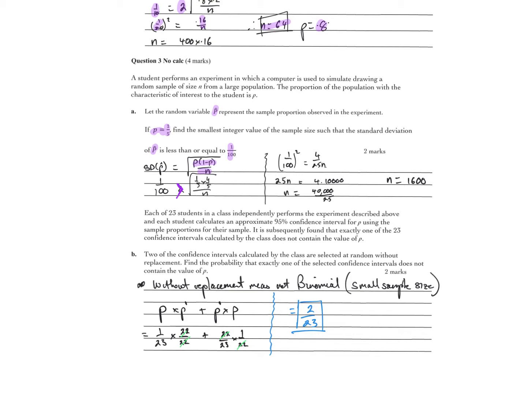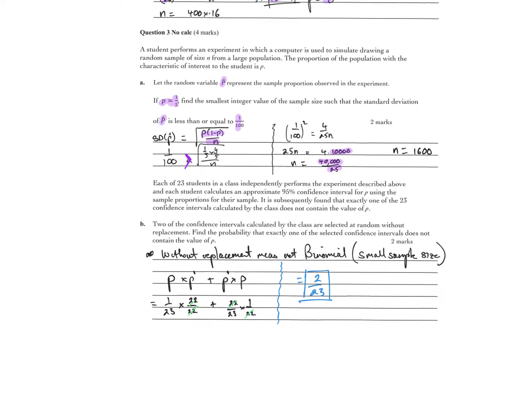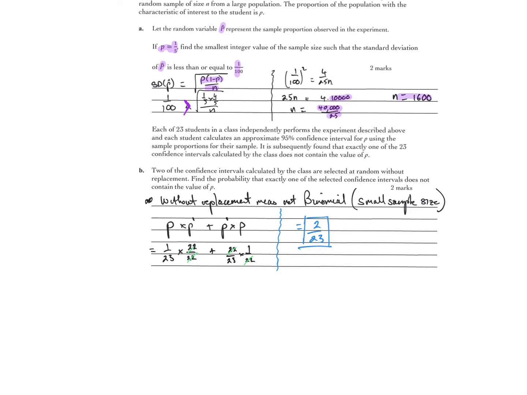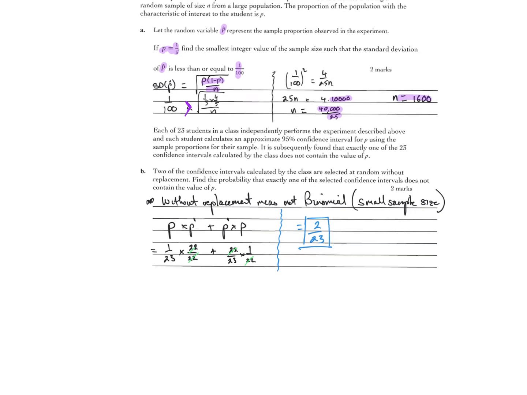So then if I square both sides, that'll give me 1 over 100 squared, which is 1 over 10,000. Yeah, and then I get 25N will equal 4 times 10,000, so N is equal to 40,000 over 25. A little bit of long division, 25 into 40 goes once, with 15 left over, 25 into 150, 6 times, etc. And we'll end up with N is equal to 1600. So that's the value that we need.